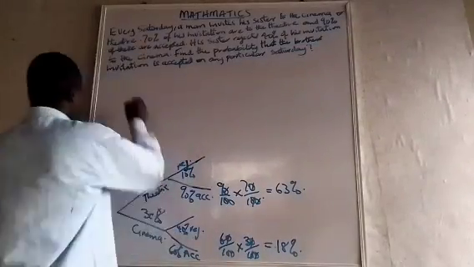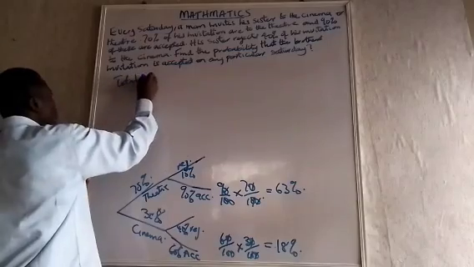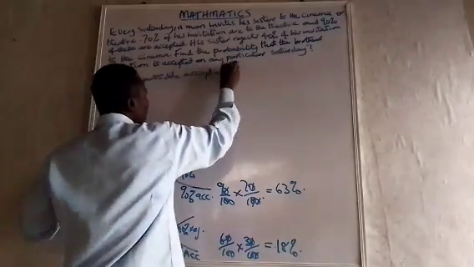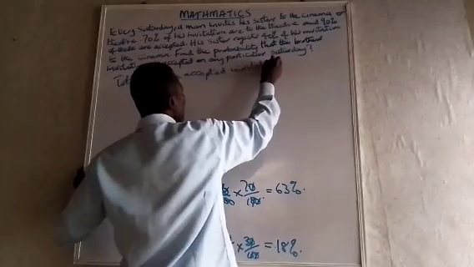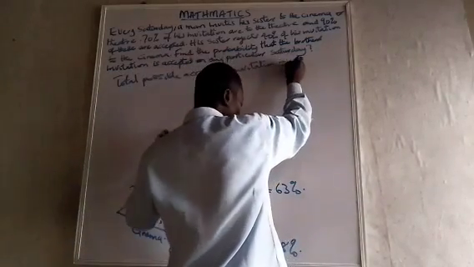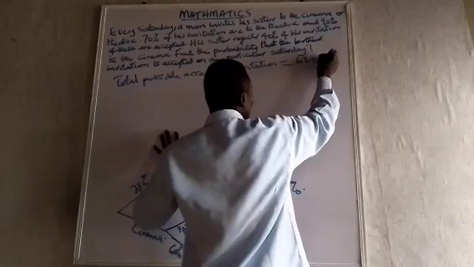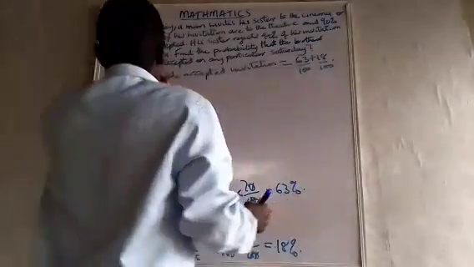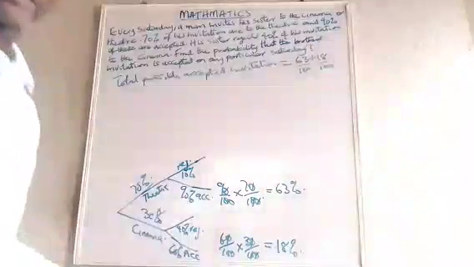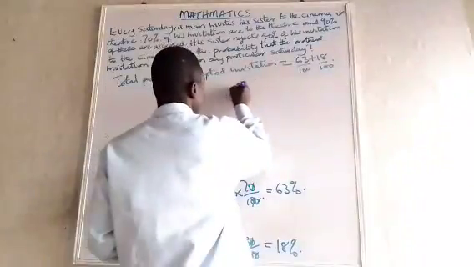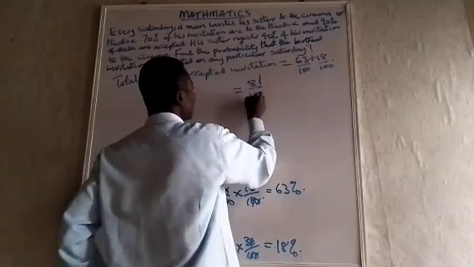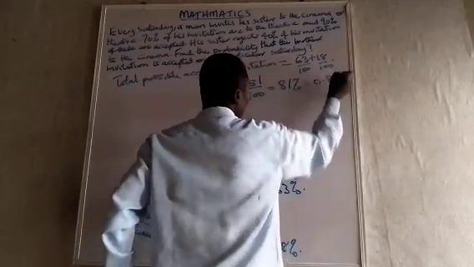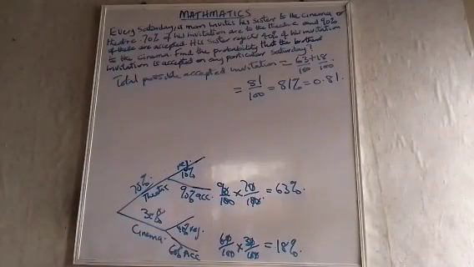So the total possible accepted invitation will be equal to 63 plus 18 percent, which is equal to 81% or 0.81. Simple. So that is the solution to that.